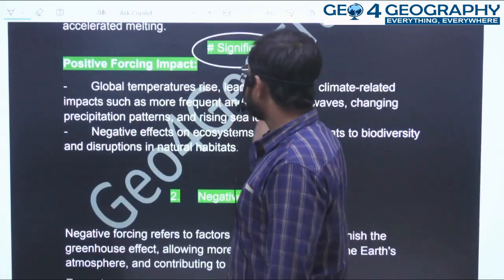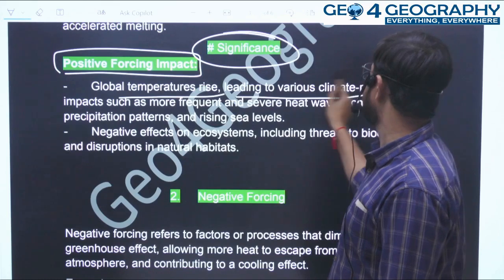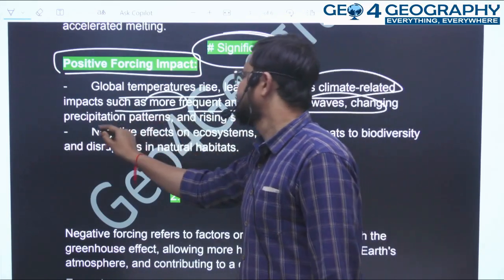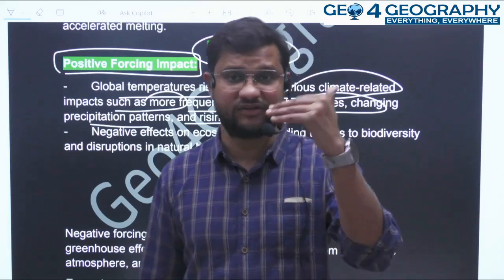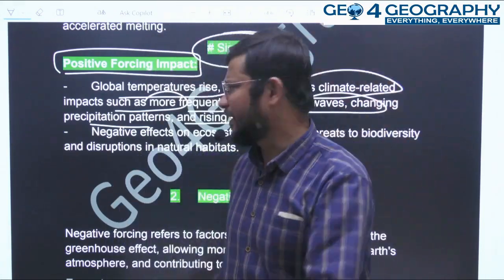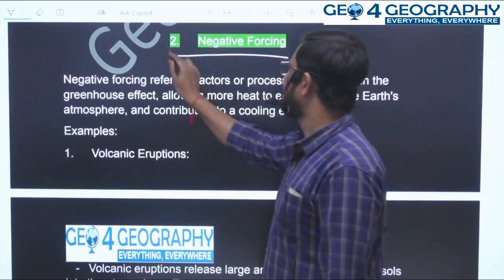Now what are the significant positive forcing impacts, like global temperature rise leading to various climate related impacts such as more frequent and severe heat waves, changing precipitation patterns and rising sea level, जो कि आज हम experience कर रहे हैं, increase in cyclonic intensity, increase in disaster, climate variations as well. All these factors are responsible for this. Then next है negative forcing.